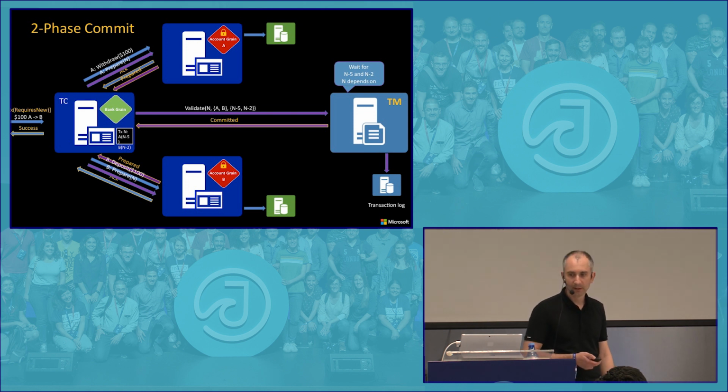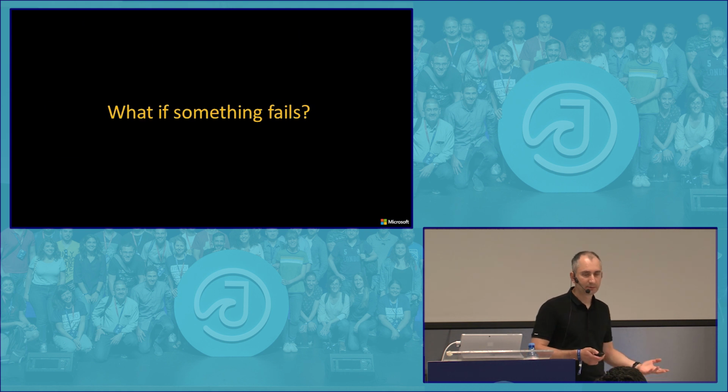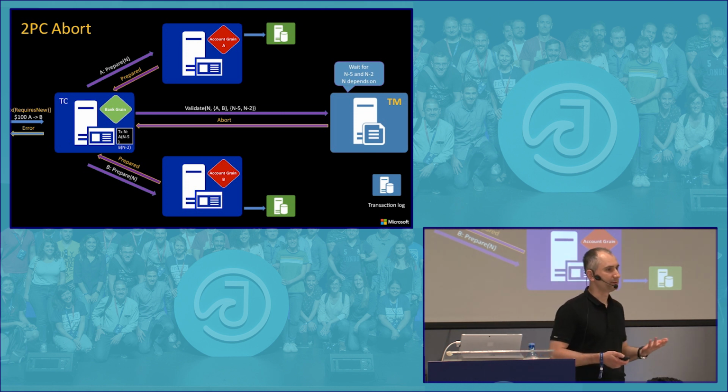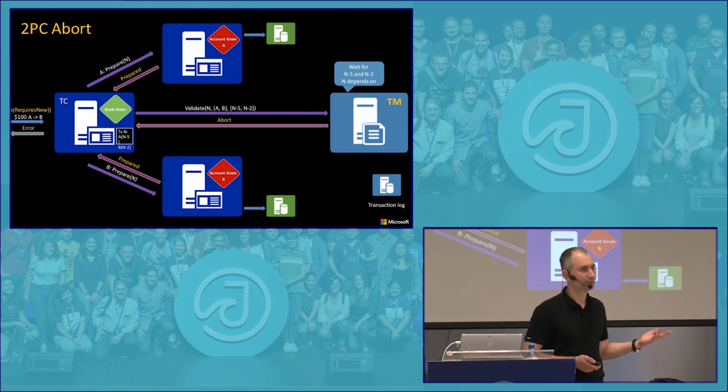So if something fails, if the validation of a transaction fails in the transaction manager, for example, a dependent transaction n-2 aborted, it just responds with abort. The transaction failed, and then there is an error, so you have to return an error.